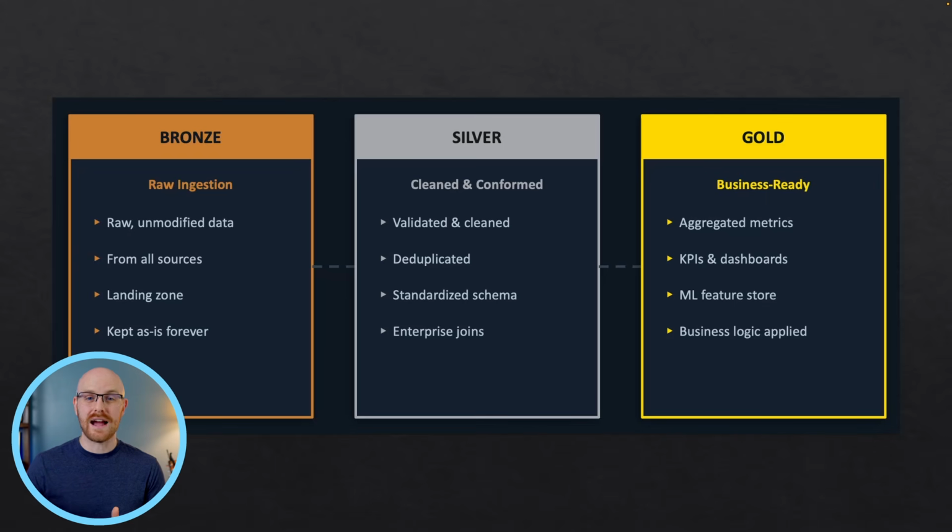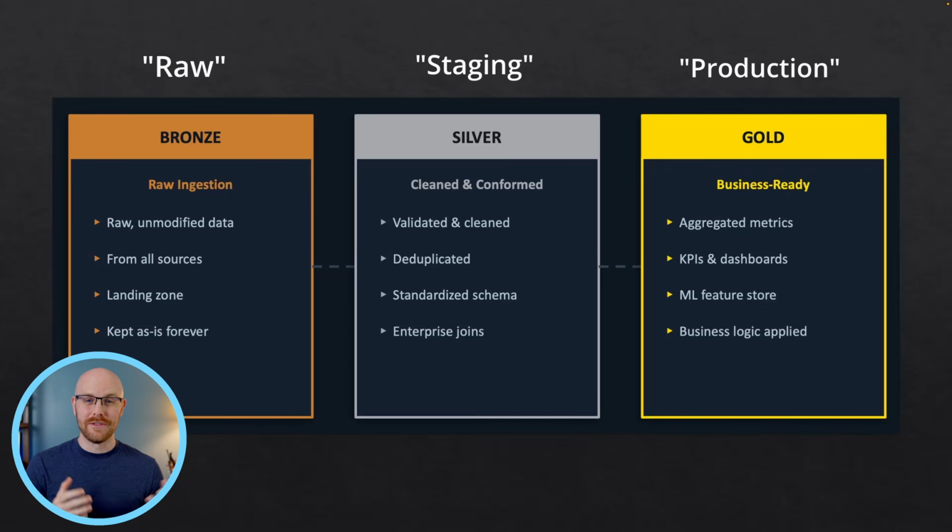Gold is just production ready. You are ready to start using this data. You're going to put it into dashboards, you're going to put it into reports, you're going to put it into your apps, whatever you're using that data for. Back when I was just using Microsoft SQL Server or any other tool, we would call this raw, staging, and production. The raw is bronze, the staging is silver, and of course the production is gold, where we actually use that data.